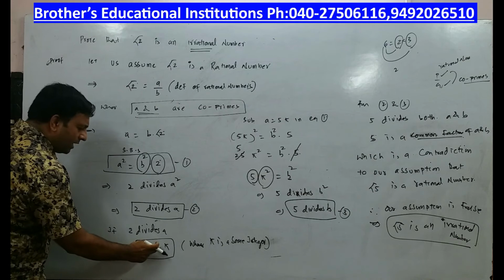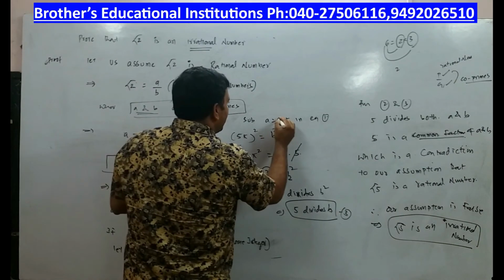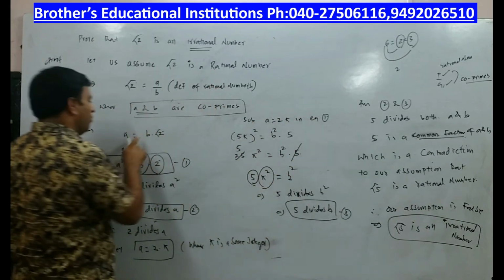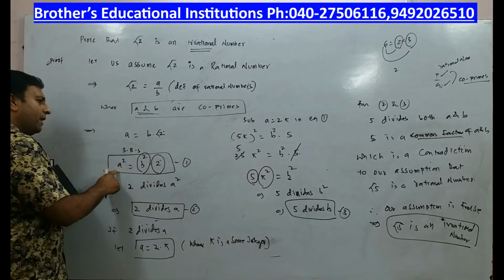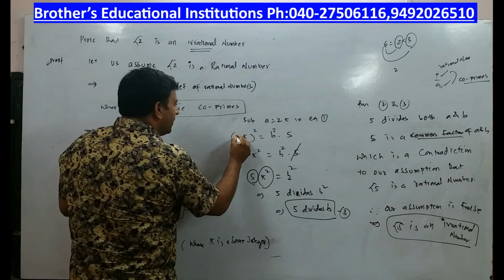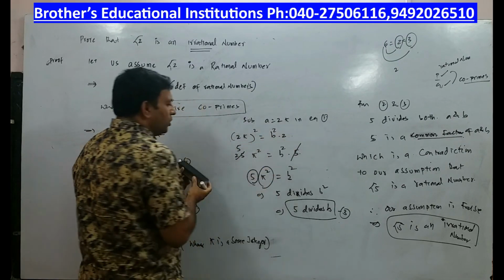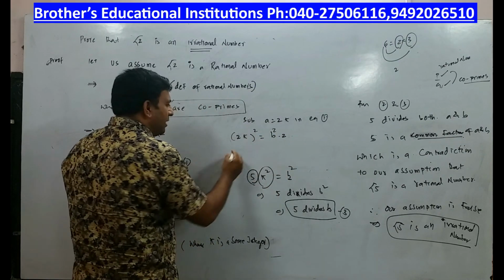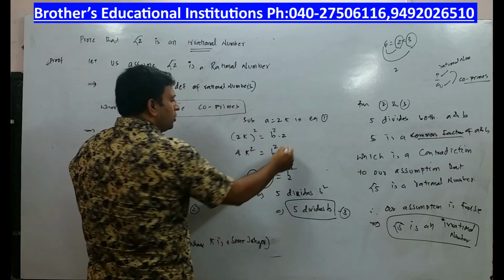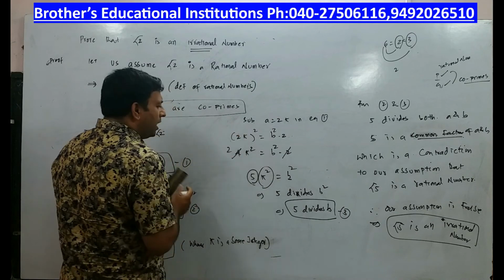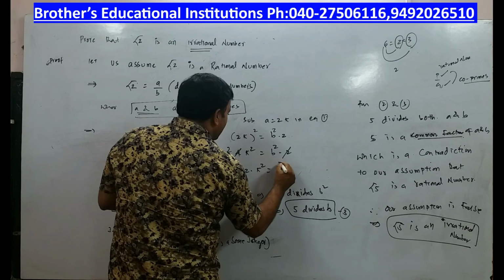A is equal to what, sir? 2 into something. So if A is equal to 2 into something, I will substitute in equation 1. I have assumed this as equation 1. So instead of A, what will you write? Instead of A, it is 2 into something, that is 2k whole square is equal to B square into 2. So 2k square is nothing but 4 into k square is equal to B square into 2. Now 2 ones are 2, 2 twos are 4, ultimately what you got? You got 2 into k square is equal to B square.